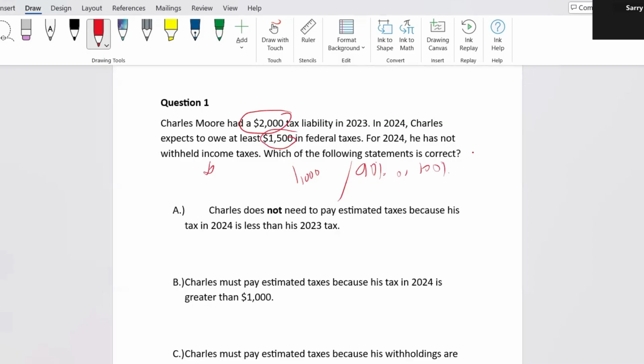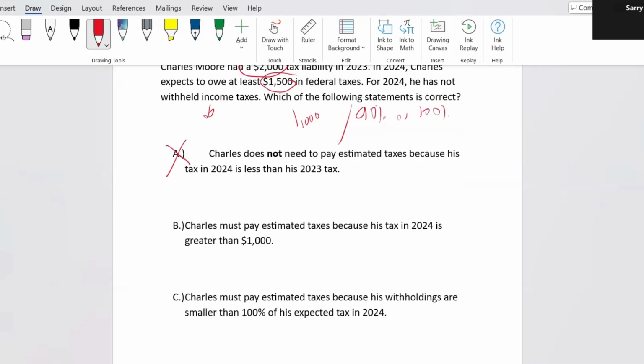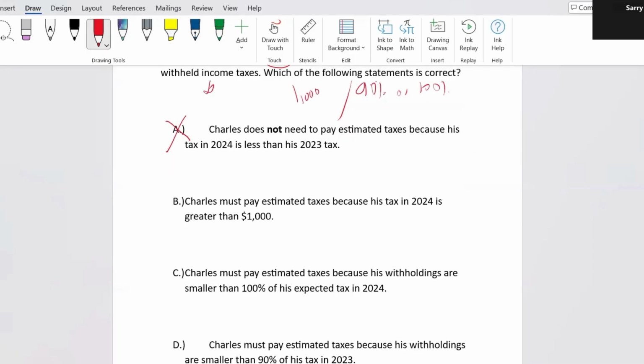Charles does not need to pay estimated taxes because his tax in 2024 is less than his 2023 tax. There's no rule about that. That's irrelevant, not a detail to consider. It's incorrect. Charles must pay estimated taxes because his tax in 2024 is greater than $1,000. Let's put that one on hold.